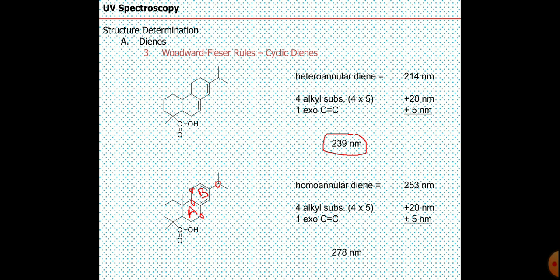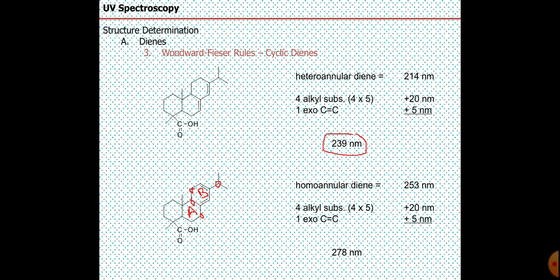The next example is abietic acid, which has a transoid diene having base value 214 nanometer. There are 4 alkyl substituents. Therefore 4 into 5, 20 nanometer is added, and one exocyclic double bond is present. So 5 nanometer is added. Therefore the total value becomes 239 nanometer, which is close to the observed or experimental value for this structure.